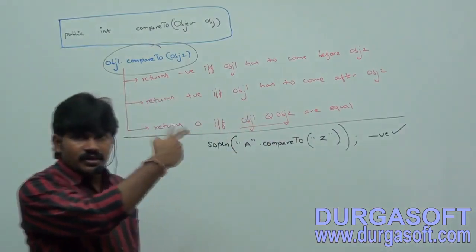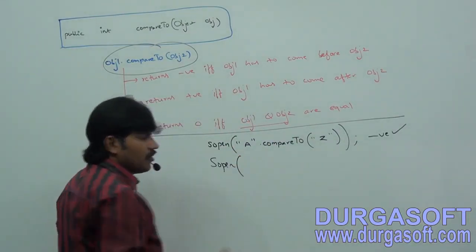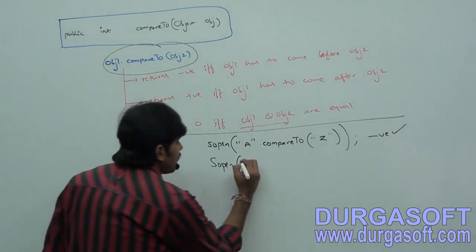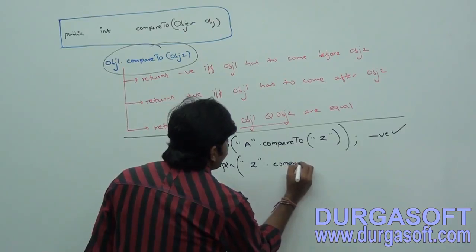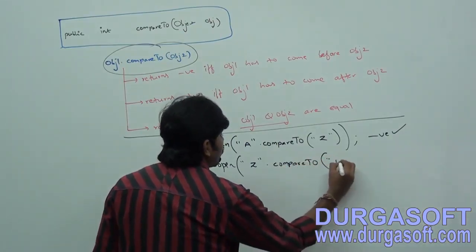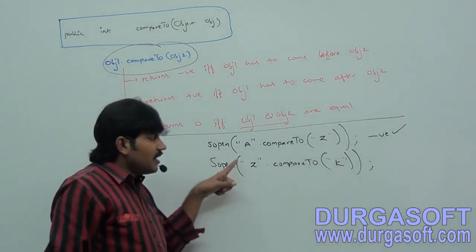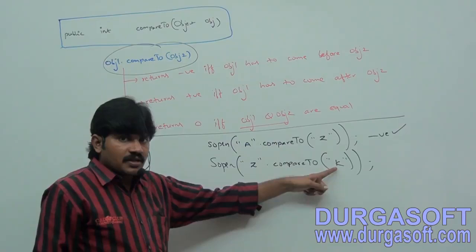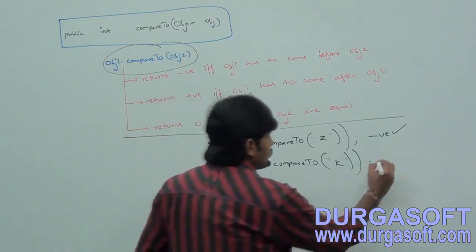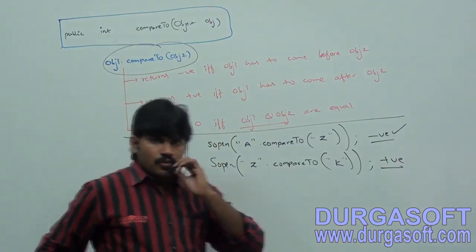I will execute and show it anyway. System.out.println, SOP of now I am taking Z.compareTo of K. Can you tell, should Z come after K or before K? After K. After K means what? Positive. Sir, how much positive, how much negative? The value is not important, only the sign.